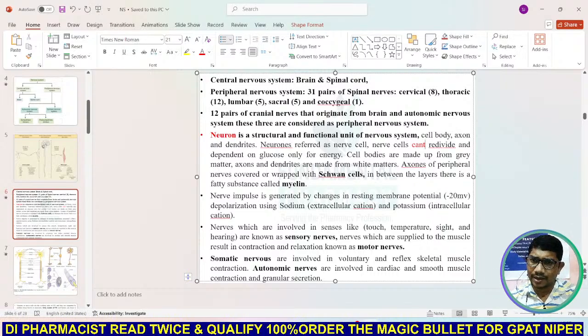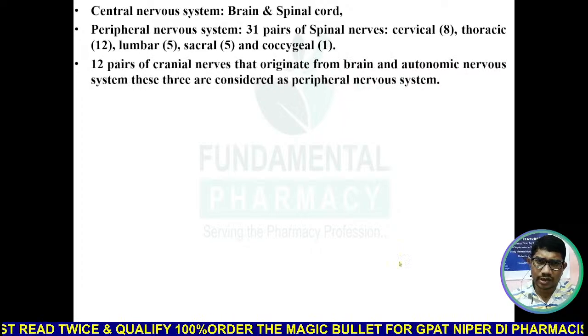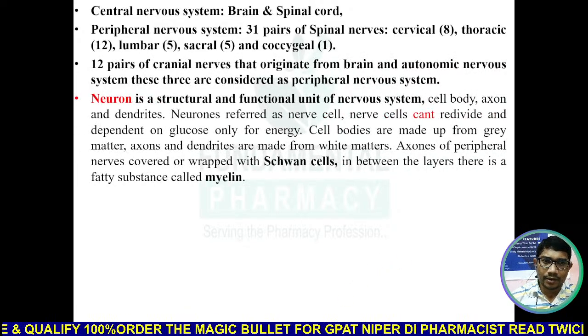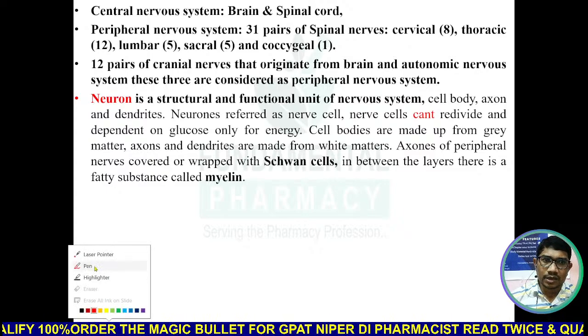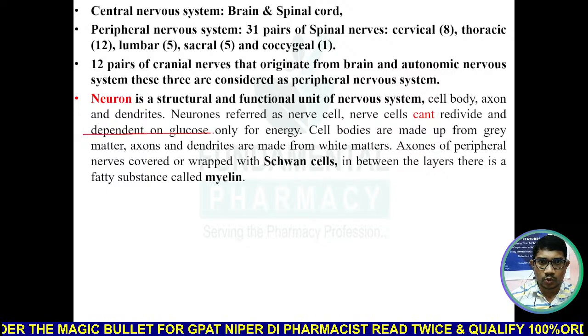तो nerve cell क्या है, न्यूरॉन को ही अपन nerve cell बोलते हैं. Neurons are also known as nerve cell, and nerve cannot be divide and redivide. Okay, it is dependent on the glucose for the energy. So dependent on the glucose for the energy.